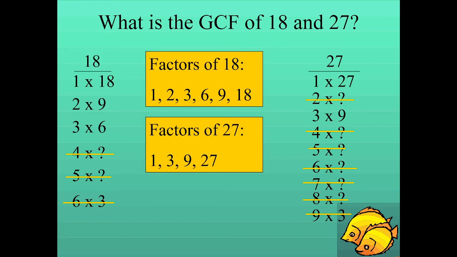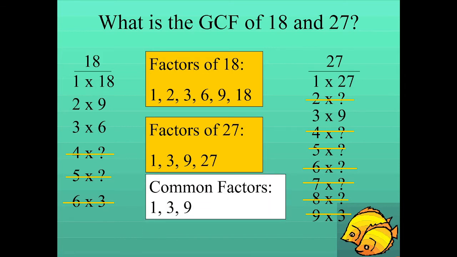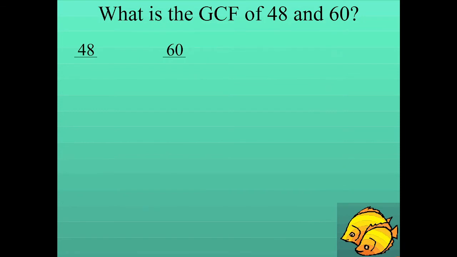Now, what is the greatest common factor between 18 and 27? 9. The number 9. So the common factors are 1, 3, 9, but the GCF is the number 9. Okay? Let's have another one. GCF of 48 and 60.